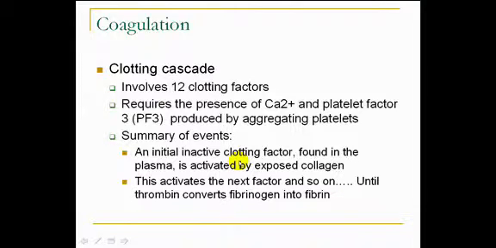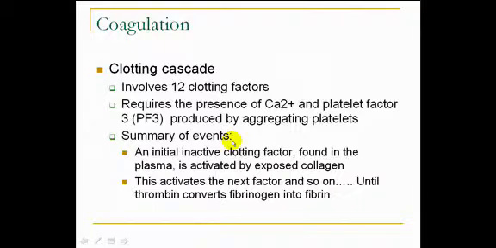There are 12 clotting factors that play a role. So I'm telling you what's needed for the clotting cascade to occur. You need your 12 clotting factors, which are circulating in the blood. They're already there, but they're not activated until a blood vessel is damaged. You also require the presence of calcium, because calcium is a cofactor in activating these clotting factors. And then there's what's called platelet factor 3, which is released by the platelets. That's kind of the role the platelets play in initiating the clotting cascade. They release this platelet factor that helps.